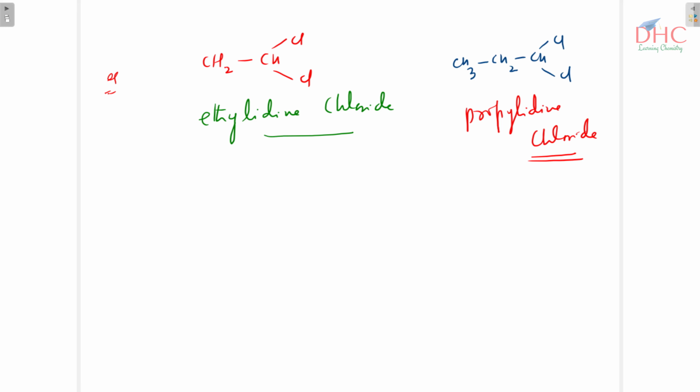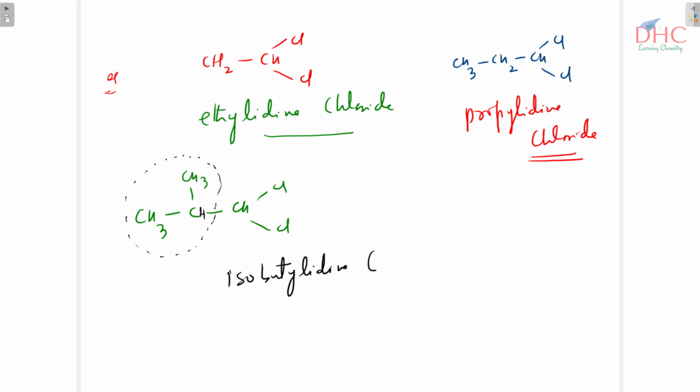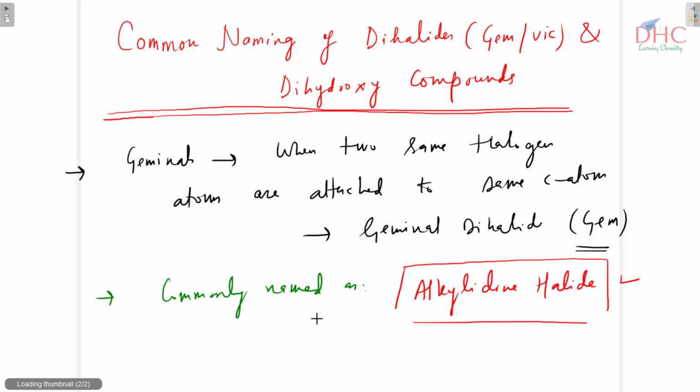Now, but there is one exception. We can write one more example over here. For instance, you have CH3 single bond C, then there is CH single bond Cl and Cl. So this is again a geminal dihalide, but the problem with this is there is a kind of group over here. This group is iso, so we have four carbon atoms, 1, 2, 3, 4. So we have here isobutylidine chloride. So isobutylidine chloride is the example of this particular compound. So in general, I can say that the geminal dihalides are commonly named as alkylidine halide.